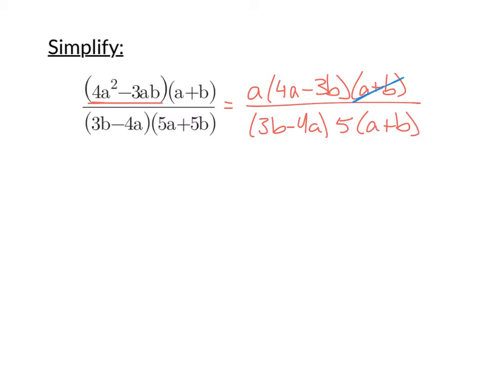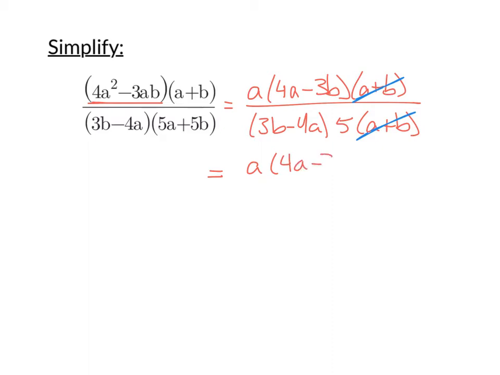When we go through canceling common factors, the a plus b's are going to cancel. But I do want to get back to the 4a minus 3b and the 3b minus 4a. They look almost exactly the same, except they're in the reverse order. And we do know that when it comes to subtraction, order does matter. So let's take a look closer at what's in the denominator.